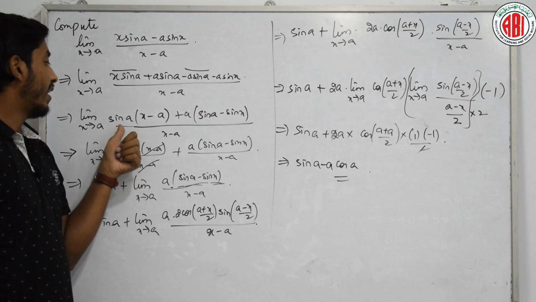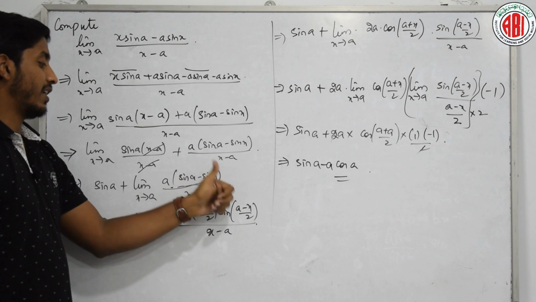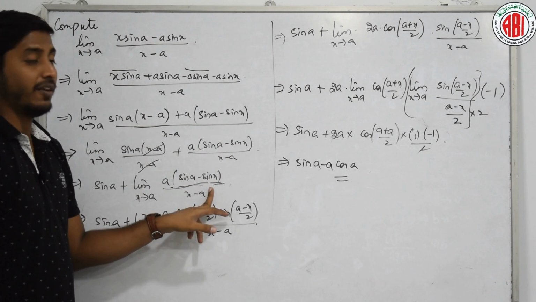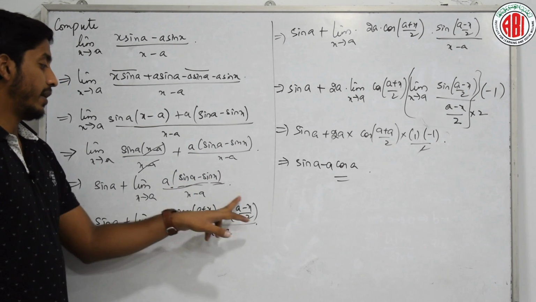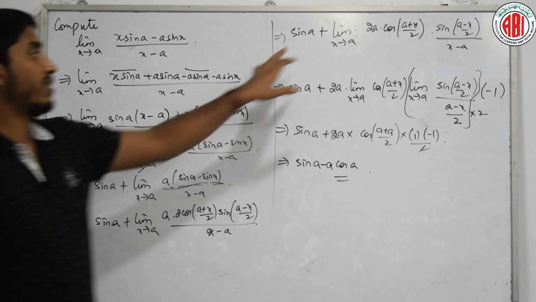And if I write sin x into x minus A by x minus A, plus A into sin A minus sin x by x minus A. Here it is the sin C minus sin D form, that is 2 cos C plus D by 2 sin C minus D by 2. Here sin A is a constant, so I have written everything outside.